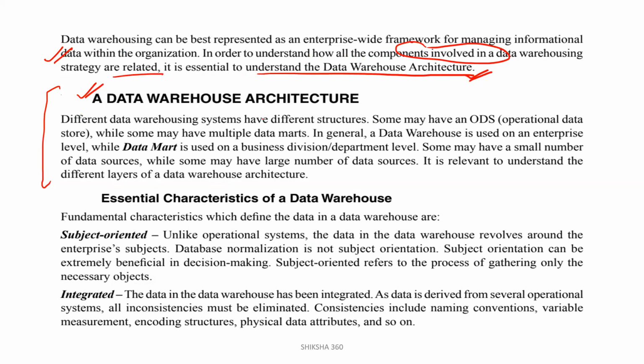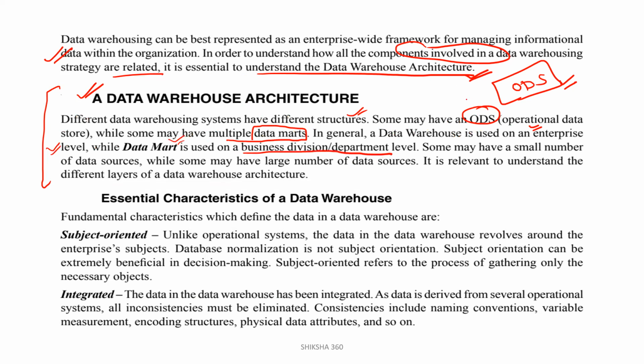Different data warehouse systems have different structures. Some may have an ODS, operational data store. ODS stands for operational data store. While some have multiple data marts. We will also discuss what data marts mean. In general, a data warehouse is used on an enterprise level, while a data mart is used on a business division or departmental level.